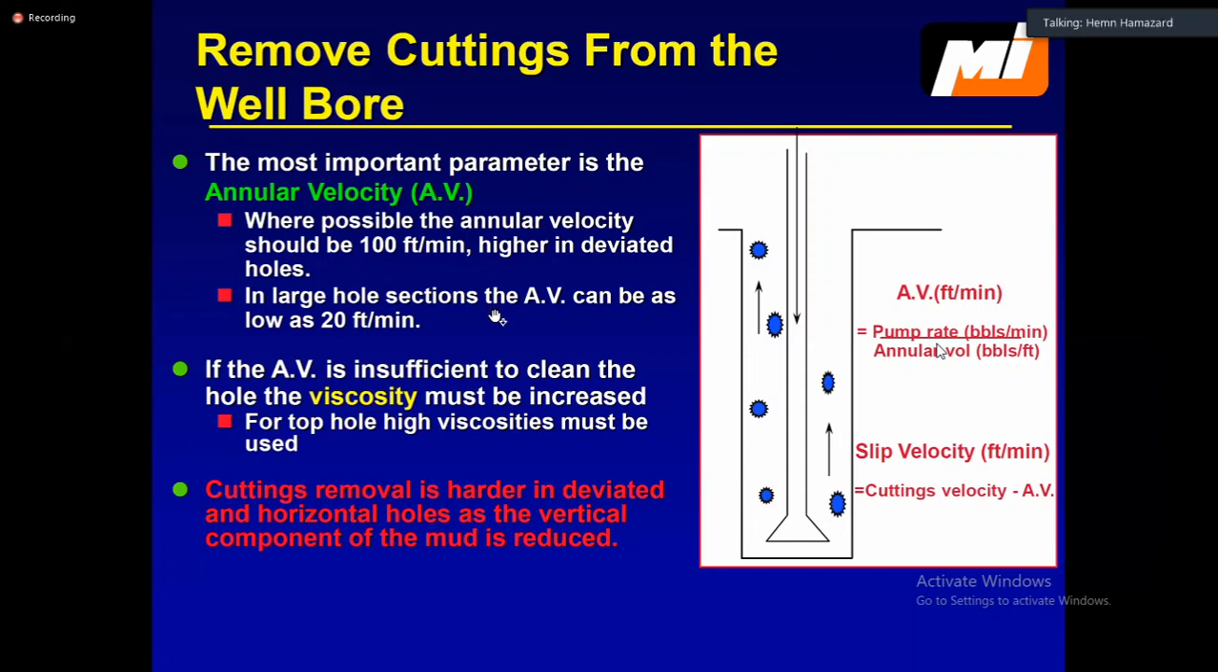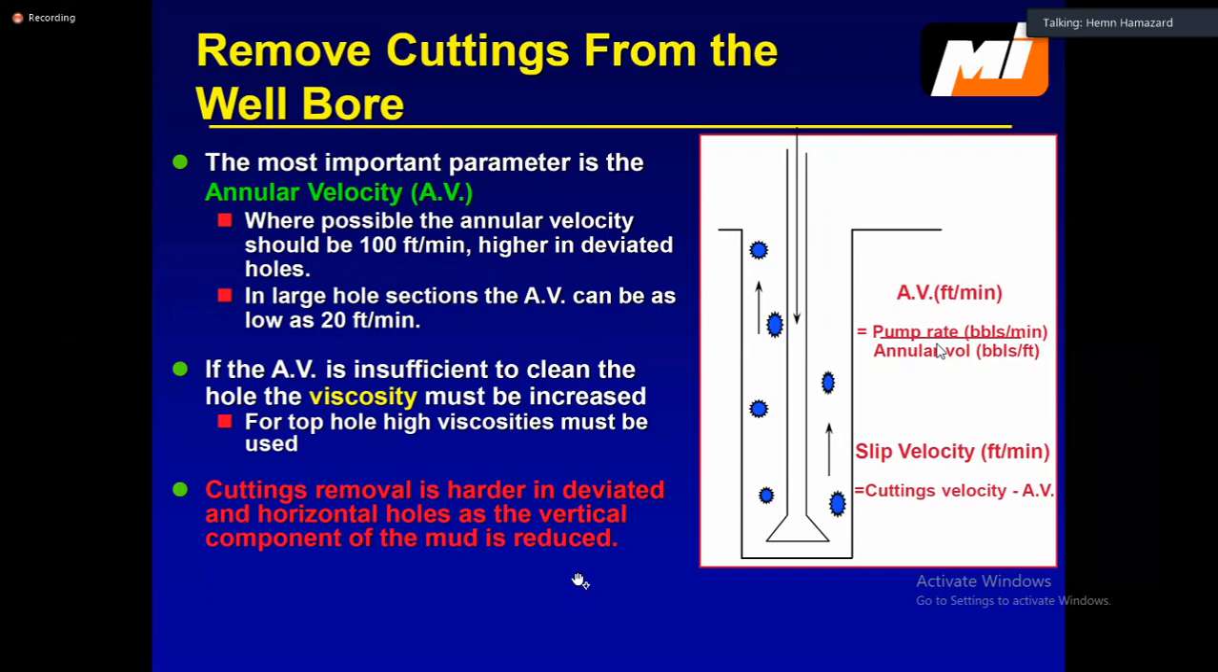Okay, so as a rule of thumb, the minimum velocity of the fluid in the annulus is 100 feet per minute. So you see in here, that's the minimum. The higher, the better for hole cleaning. Okay, so this is about the hole cleaning.